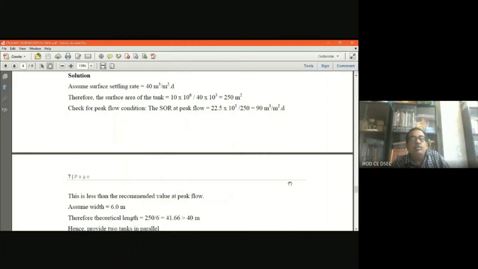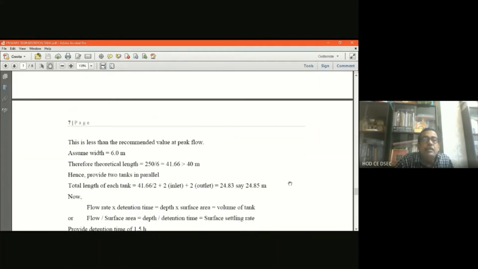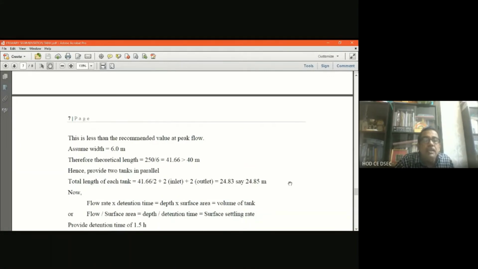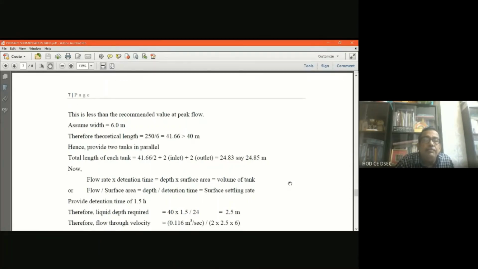So this is the basic thing: you design on the average flow, but you have to check with the peak flow condition. This is the basic consideration in the design of the PST, primary sedimentation tank. Now you assume the width 6 meter, and therefore the theoretical length is 41.6 meter. Generally, it should not be more than 40 meter.